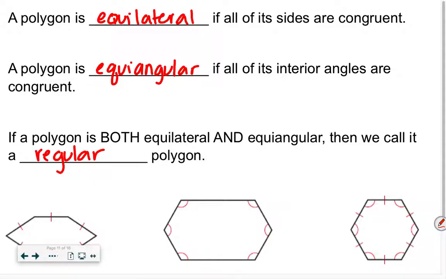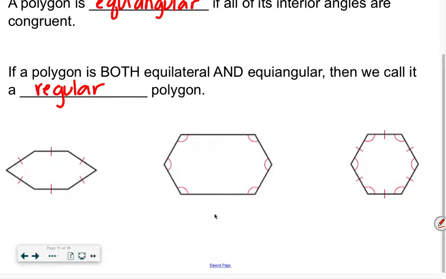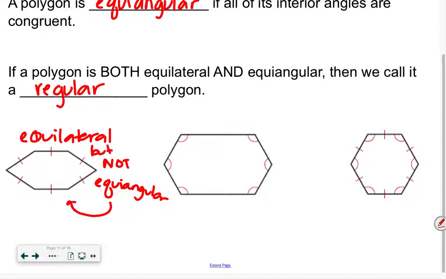So down here, what they've done is given you kind of an example of each. So these are all hexagons. The left one is an example of an equilateral hexagon that's not equiangular. Okay, so they don't have to go together. So on this first shape, the sides are all the same, but the angles are not necessarily the same size. And I know that's true because if I look at this angle and that angle, those are not the same size. The second hexagon is equiangular, where all the angles are the same size, but not equilateral.